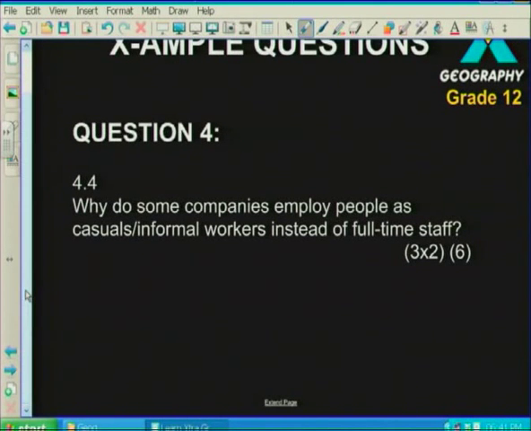Right, so it finishes up there with this question, 4.4. Why do some companies employ people as casuals or informal laborers or workers instead of full-time staff? Basically, they can pay them lower wages. They are easy to dismiss. You don't have to go through the whole process of giving them warnings and all sorts of things. They don't have the same labor protections and benefits, as it were, pension, medical aid, and all those sorts of things. And it's cheaper for the company to employ this. It basically comes down to cheap labor, right?